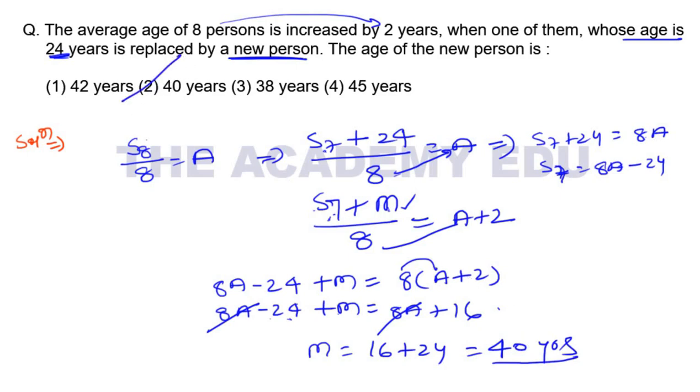You can do it in one line also. See how. One whose age was 24, when a new member comes, the average increases by 2. So 2 will increase on each, so 8 times 2, that is 16, increase. So the age of the new person is 40 in one line. Okay, so this is how we do the average.